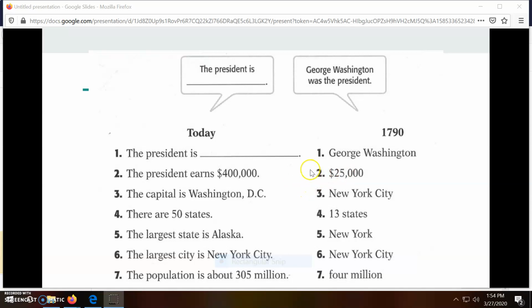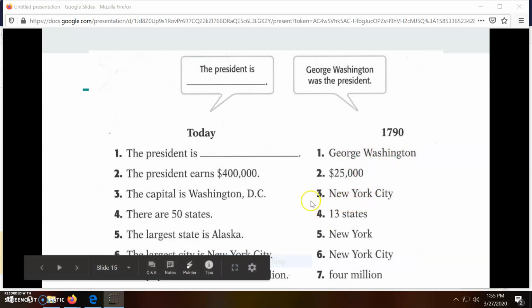Please pause the video and write complete sentences about 1790 in your notebooks. Okay, don't forget to use the verbs in the past tense.